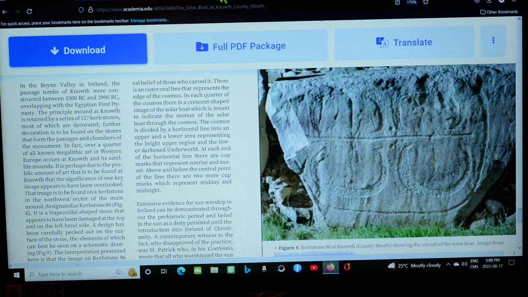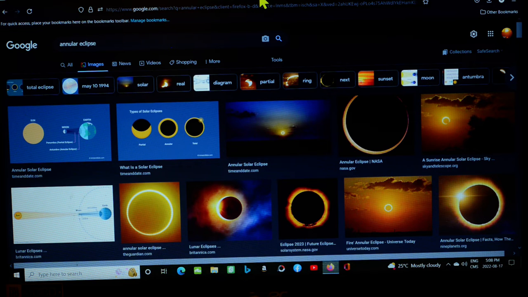And we'll just go to Google here. I ran a search on Google for annular eclipse images. So this shows how an annular eclipse happens. Basically, the moon is too far away from the Earth to totally obscure the sun. So you get this ring-like pattern. You don't see the sun's corona because the outer ring is simply too bright to allow the corona to be seen.